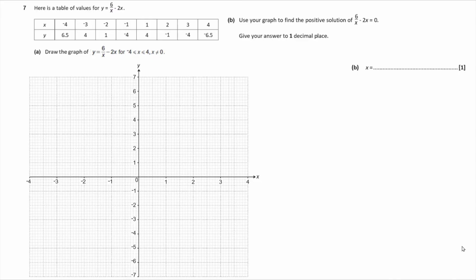So minus 4 goes with 6.5, which is there. Minus 3 goes with 4. There. Minus 2 goes with 1. Minus 1 goes with minus 4. 1 goes with 4. 2 goes with minus 1. 3 goes with minus 4. And 4 goes with minus 6.5. So there. Okay, a very strange looking graph.